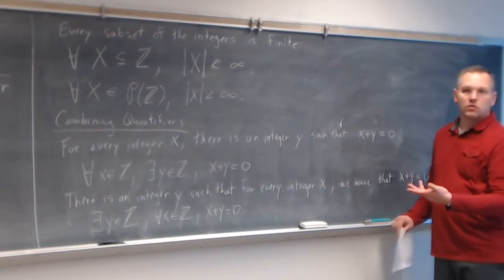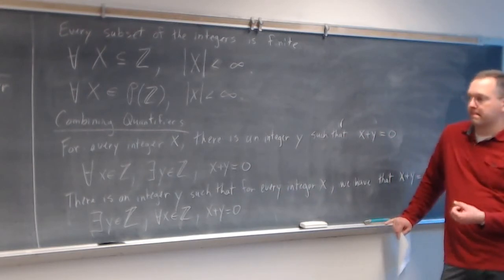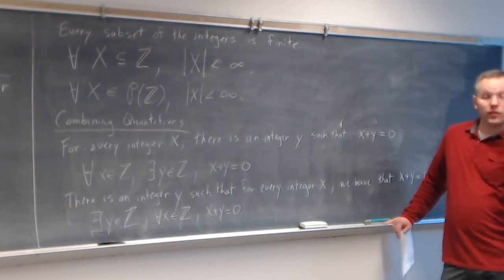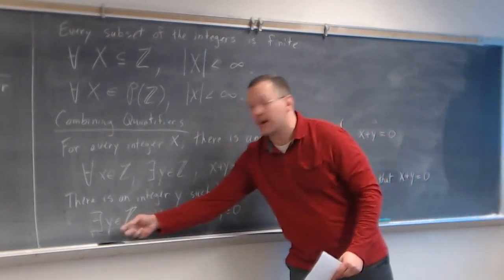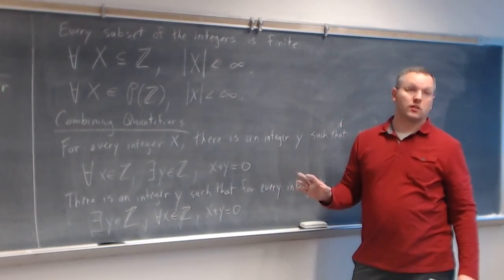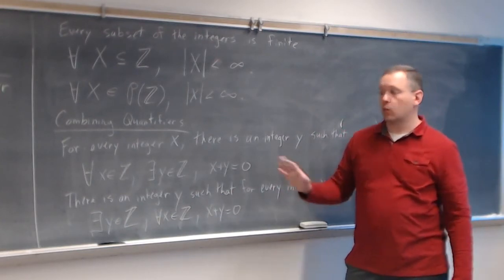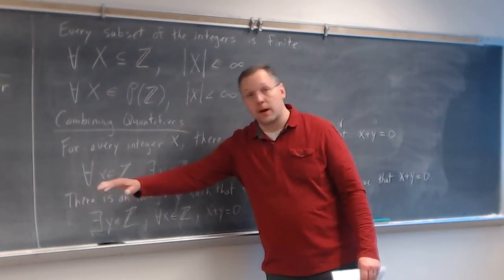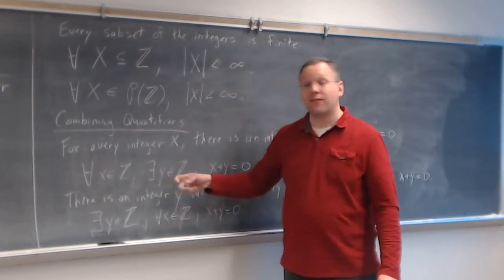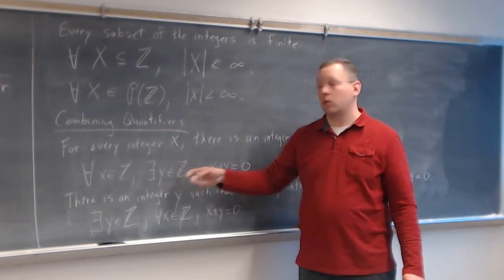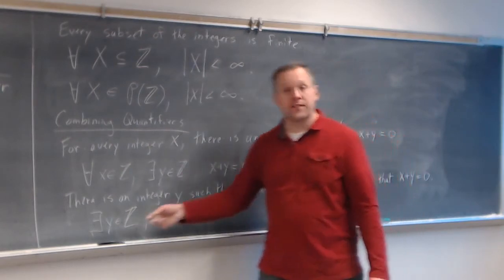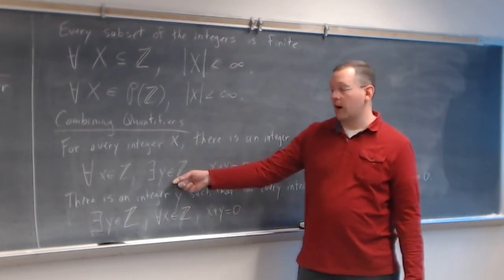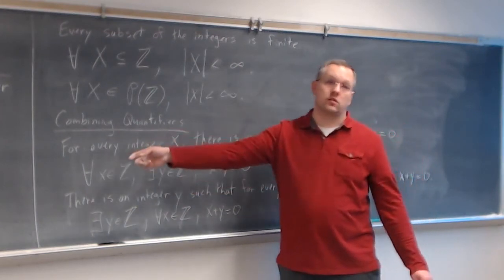It says that there's one y that no matter what other integer you add to it, you always get 0. Why can't you do the opposite? If my y is 2, then I can make my x negative. What this is saying is there's a y that works for every other integer, and it doesn't work that way. What the first is saying is that no matter what integer you start with, I can find one that will make the sum 0. But you can't find a y that works all the time. Remember, this y depends on what you chose first.